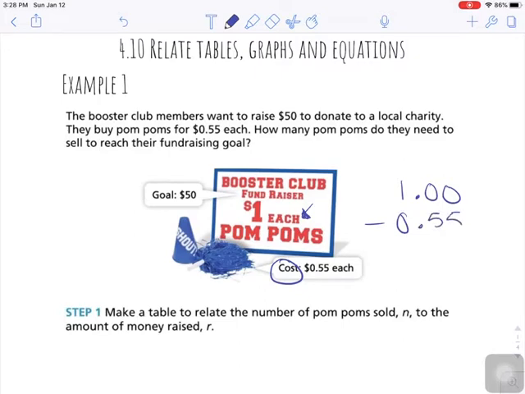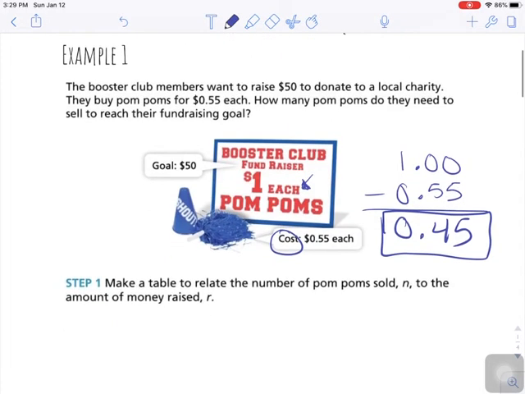So we're selling them for $1, but we bought them for 55 cents. So we need to see, if we sold them for $1, how much are we actually going to make off of them? If we subtract these two, we're going to get 45 cents. So that means that every pom-pom we sell, we're making 45 cents off of them, because we have to pay that cost of 55 cents to buy them. So that's how much it costs us to buy the pom-pom.